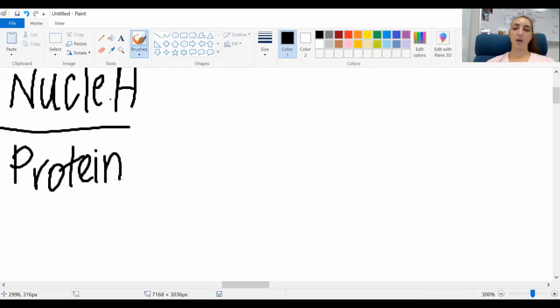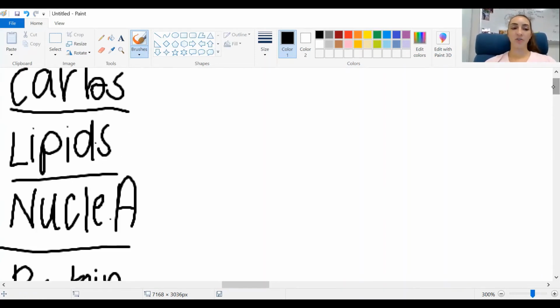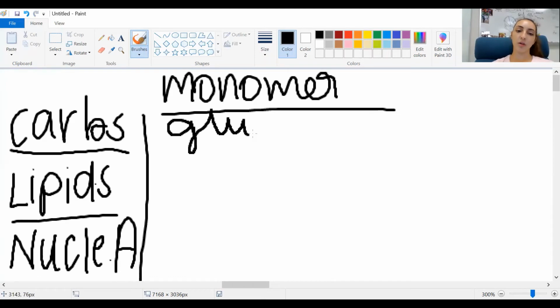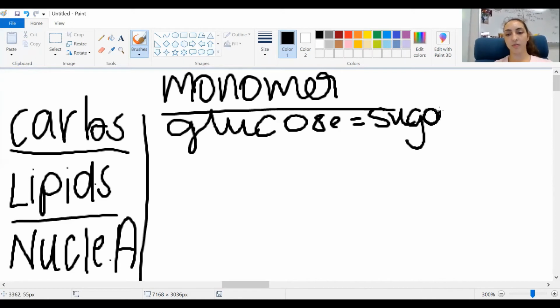And then finally, we're going to go over where each of these biomolecules are found. Okay. So we have carbs. The monomer of that is glucose. And glucose is a sugar. Okay. It actually looks like this. This is the molecular structure of glucose.